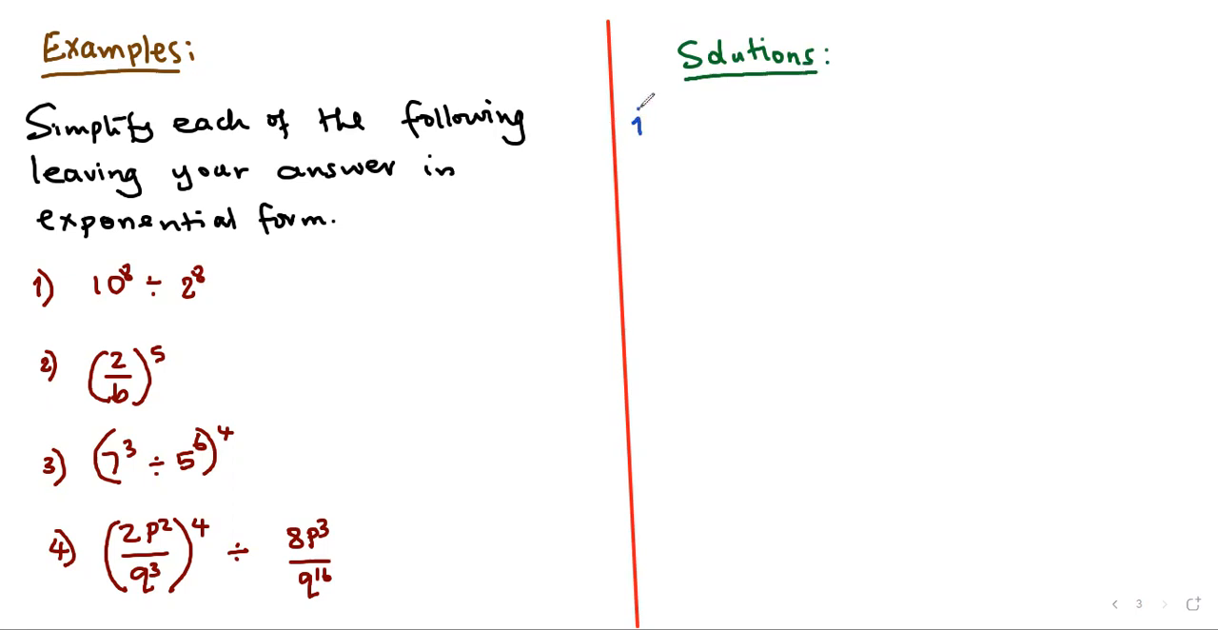Okay, we begin with number 1. 10 to the power of 8 divided by 2 to the power of 8. So this one will be 10 out of 2, to the power of 8. Do you understand that? Yes. Okay, what is 10 divided by 2? 5. So the answer will be 5 to the power of 8. That is okay because they said we leave our answer in exponential form.